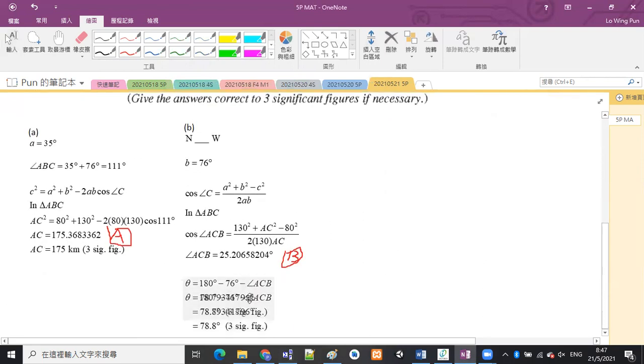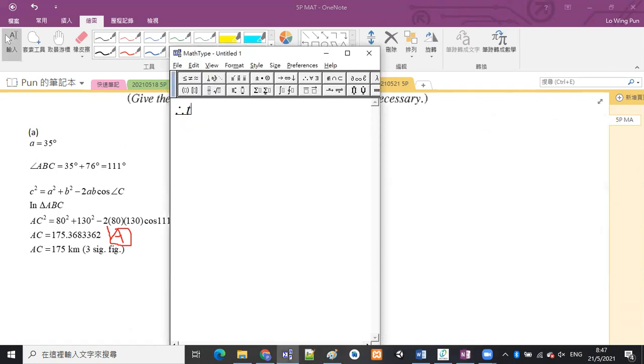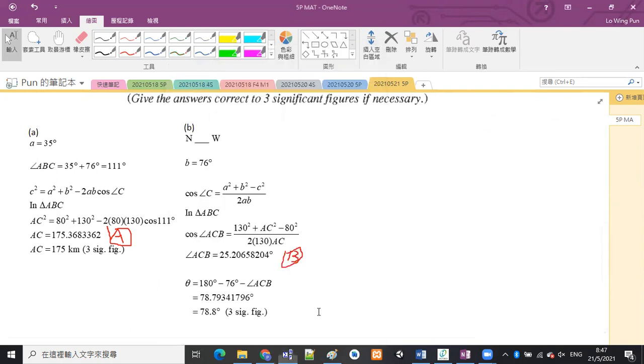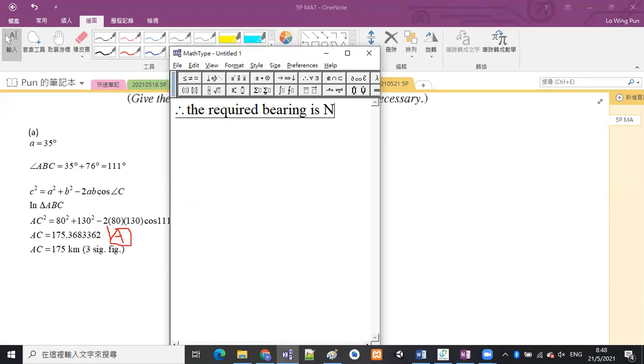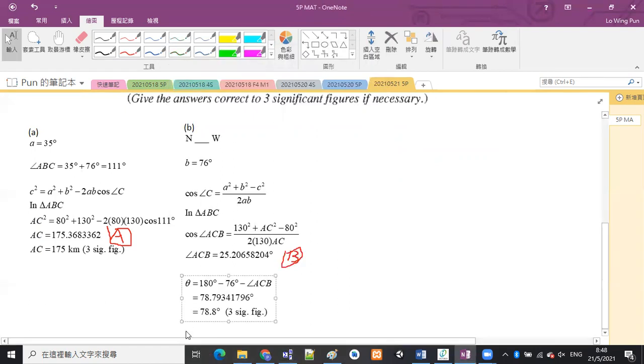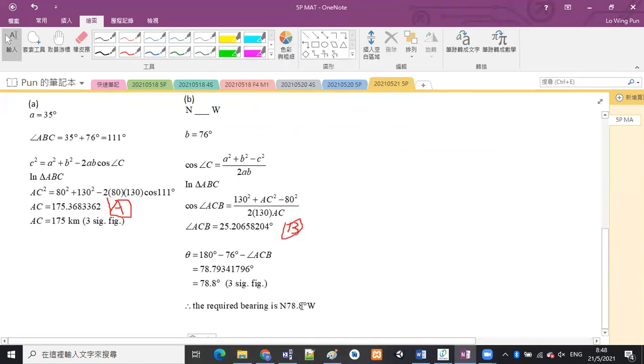Therefore, the required bearing is, so just fill in that north and 78.8 degrees west. Okay, so that is the final answer for part B. Can you follow?